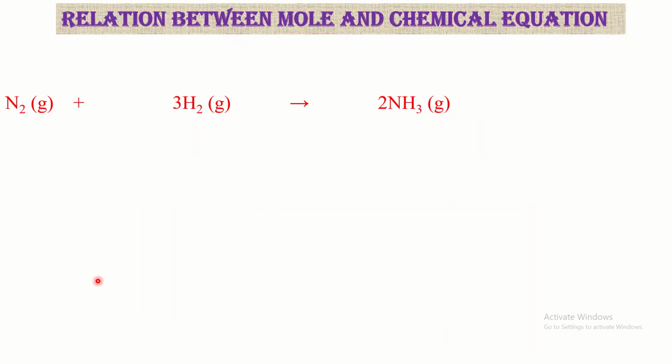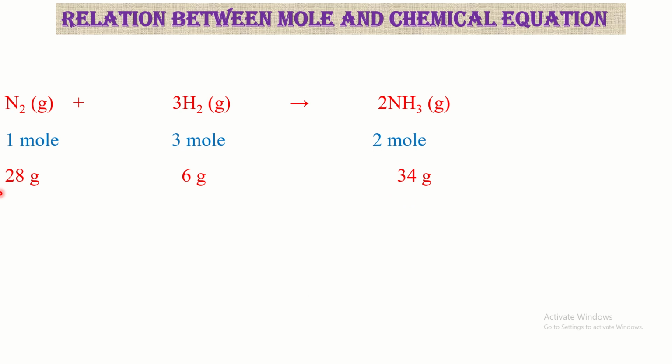Now look at this reaction. Here nitrogen and hydrogen produce ammonia. After balancing the reaction, we can tell that 1 mole nitrogen and 3 mole hydrogen give 2 mole ammonia, isn't it? Now 1 mole nitrogen means what? 1 mole nitrogen means 28 gram nitrogen. 3 mole hydrogen means 3 into 2, that is 6 gram hydrogen, and 2 mole ammonia means 2 into 17, that is 34 gram ammonia.